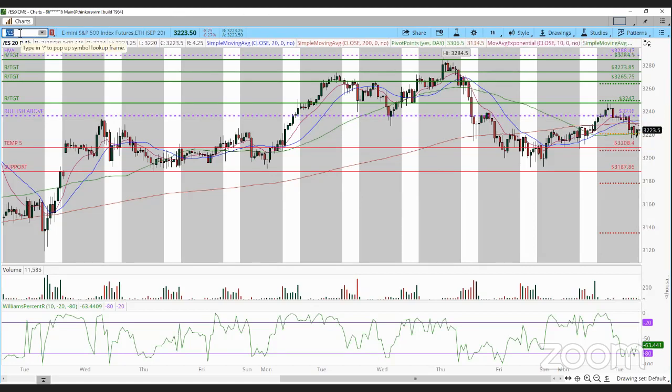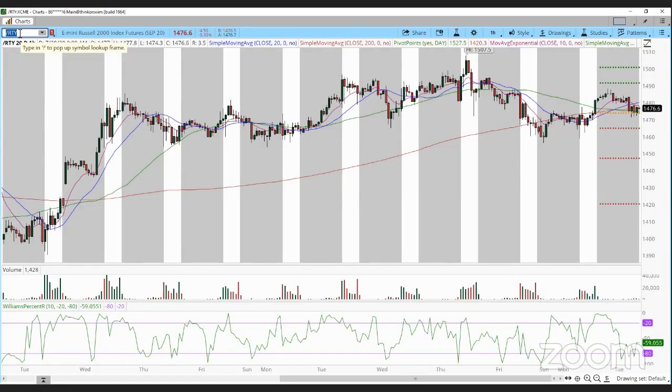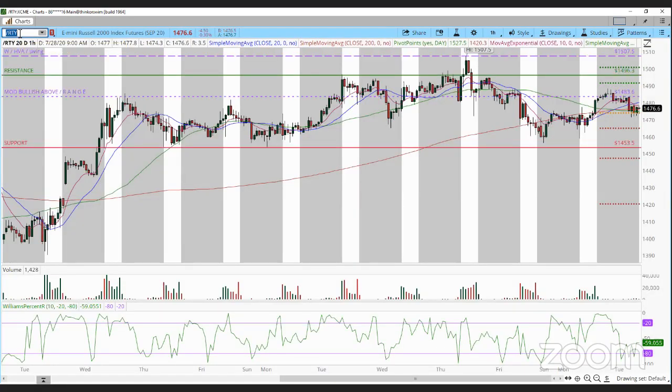All right, so let's get into Russell. Russell was yesterday my least favorite index, and like all the other indices, it decided to start rallying into the second half of the day, into the PM session. So right now it's sitting on support. We do have support at 1470. We do have a little bit of resistance into the 1480.